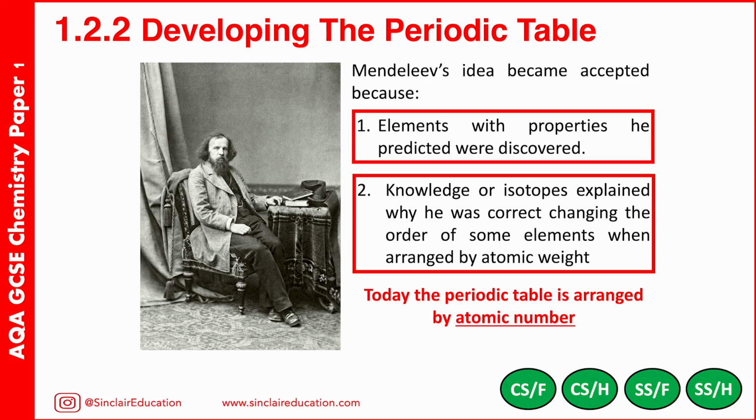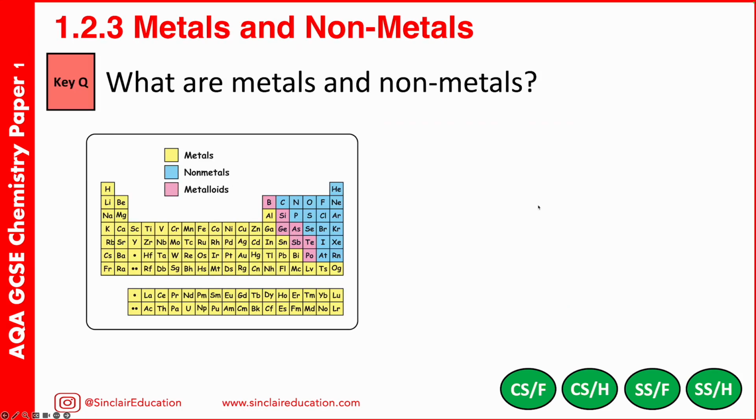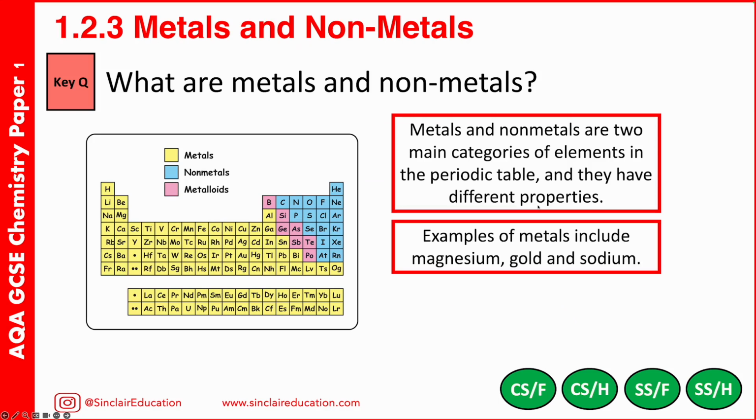It's a common question that comes up. How did Mendeleev arrange it? Atomic weight. How is it ordered today? Atomic number. On the periodic table, we've got metals and non-metals.